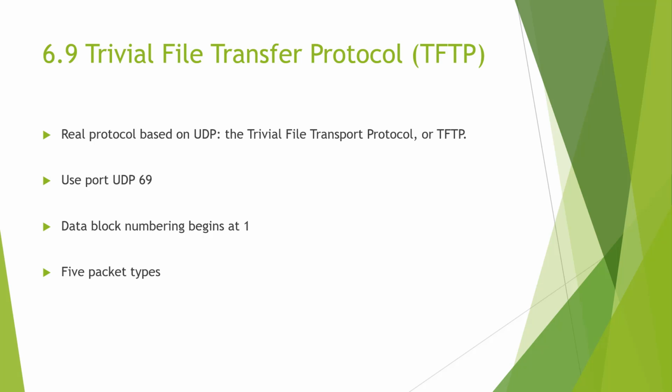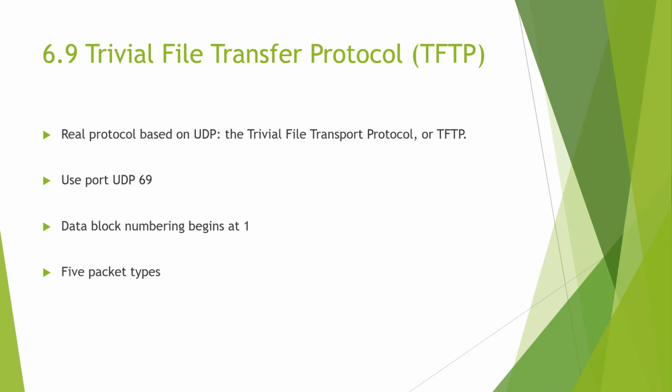TFTP uses port 69, and it will do data block numbering to verify the integrity of the data sent. Part of that means that the data blocks will begin numbering at number 1. It will send a data block, and it will expect an acknowledgement. And it will keep doing this until all the data is transmitted.